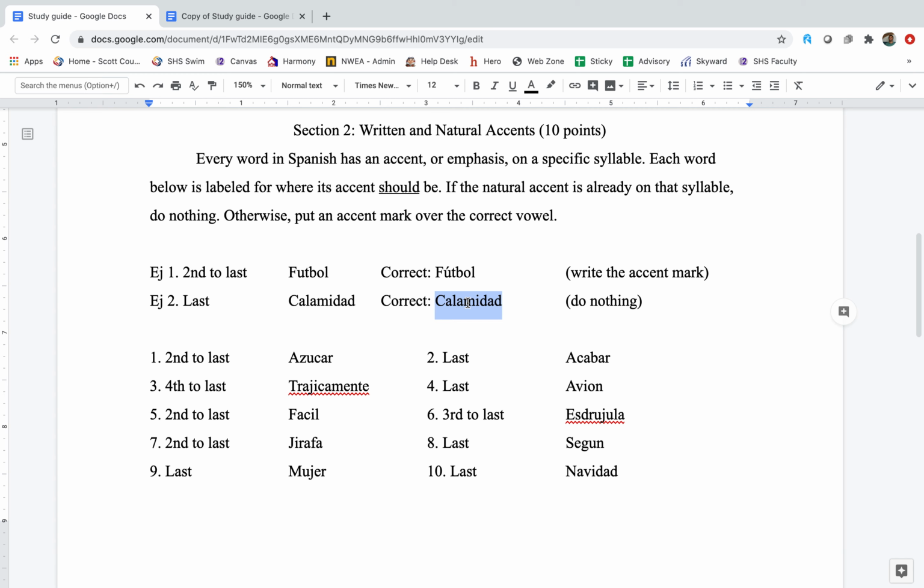If it doesn't need an accent mark, if the natural accent is already on the syllable labeled to the left, you do nothing. If it needs an accent mark in order to be pronounced correctly, then you need to write an accent mark.